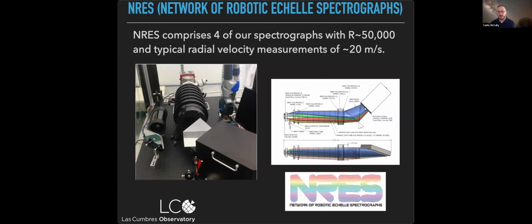NRES stands for the Network of Robotic Echelle Spectrographs, which is a great acronym if you want to make this plural. So I'm not sure if it's NRESs or what, but anyway. So this is comprised of 4 spectrographs, R of about 50,000 on our 1 meter telescopes. And right now, we are achieving on a regular basis 20 meters a second radial velocity precision in a fully automated robotic way. Now, that's a long ways from EPRV, so I'm going to be focusing more on the infrastructure than I am on most of the science results, because we're kind of talking about different regimes.